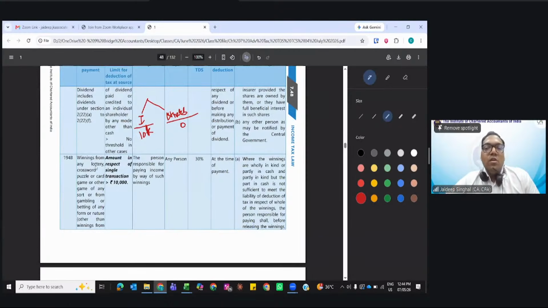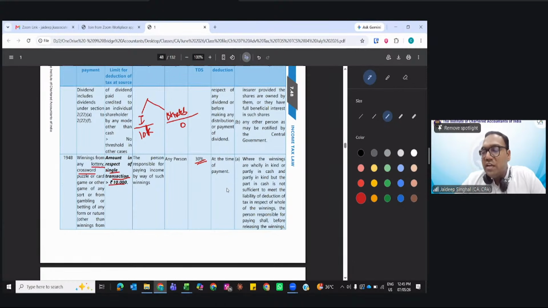194B, lottery income. What is the tax rate for lottery income under other sources? 30%. In the same way, they have levied a 30% TDS here, if in a single transaction the winning is greater than 10,000 rupees. Clear? Now tell me, if the winning is in kind, have we discussed this case? If the lottery winning is in kind, we have discussed this case in online games, and the same provisions will apply.